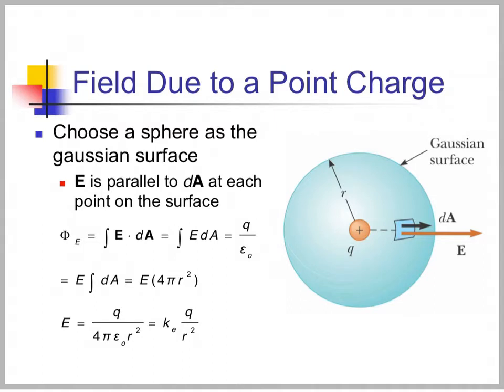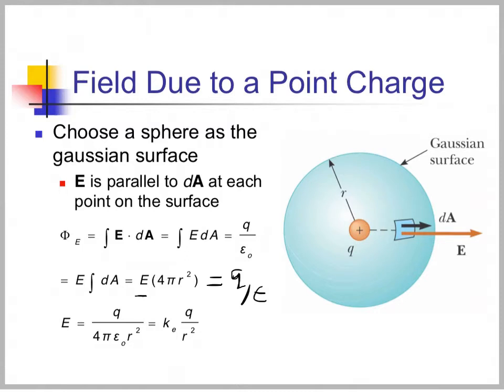So E times 4 pi r squared, we see, is just equal to Q over epsilon naught. Now let's solve for E. If we solve for E, we just divide by 4 pi r squared. We see that the electric field is Q over 4 pi epsilon naught r squared, and 1 over 4 pi epsilon naught is k sub e. So the electric field is kQ over r squared. That's exactly what we said it was.